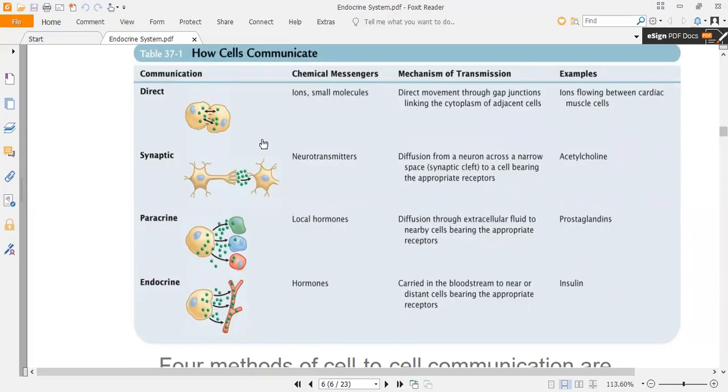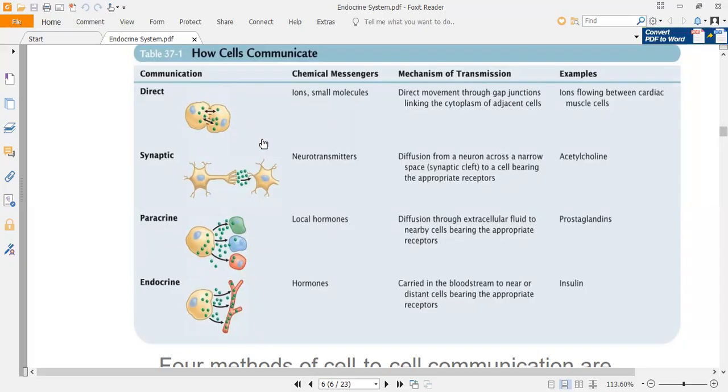Now it's direct. Ions and small molecules can communicate via what we call the direct method, okay? In terms of the mechanism of transmission, there is direct movement through gap junctions, linking the cytoplasm of adjacent cells. An example is ion flow between cardiac muscle cells, all right? Then under synaptic, as you know, cells communicate via a junction known as a synapse. There are neurotransmitters. An example is glutamate. Glutamate is used in vision.